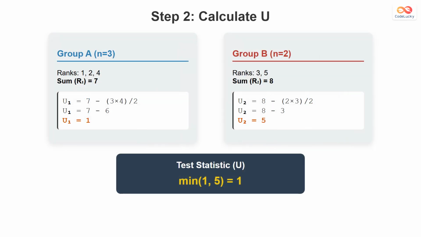Now we separate the ranks back into their original groups. Group A had ranks 1, 2, and 4. We sum these up to get 7. Plugging this into our formula gives us a U value of 1 for Group A. We do the same for Group B and get a U value of 5. Since 1 is smaller than 5, our test statistic is 1.